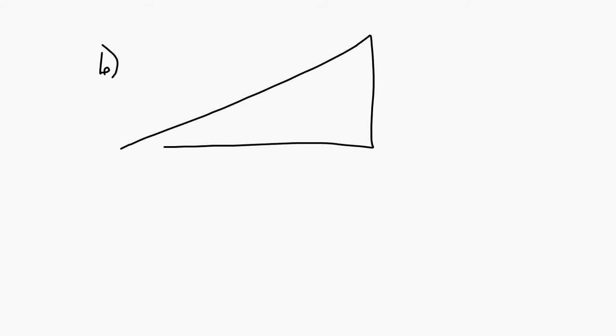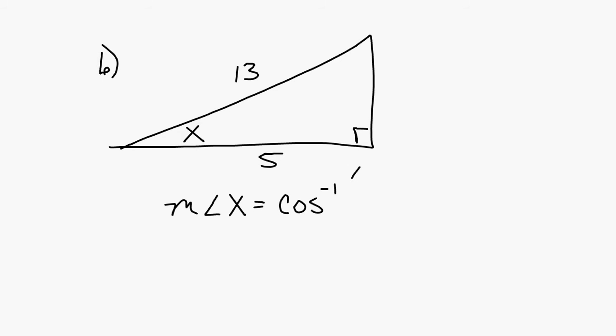Wait. Number 6. Now you're finding an angle measure. In this case, you're dealing with adjacent and hypotenuse. Adjacent and hypotenuse is cosine. So the measure of x, the measure of angle x, is equal to cosine raised to the negative first power of adjacent over hypotenuse. So that's 5 over 13. So it's 5 divided by 13, and second cosine, 67.4 degrees.